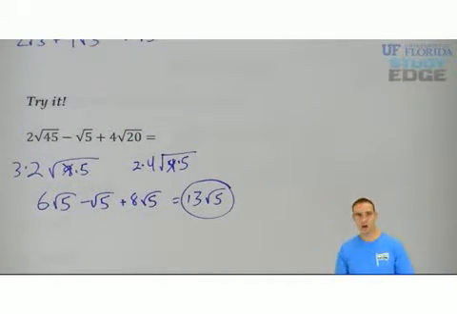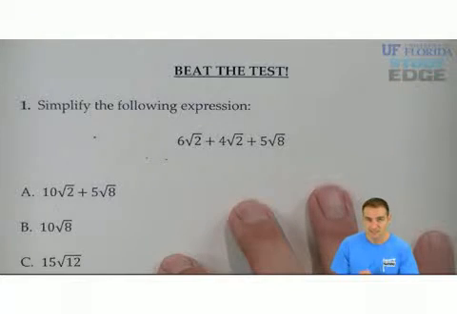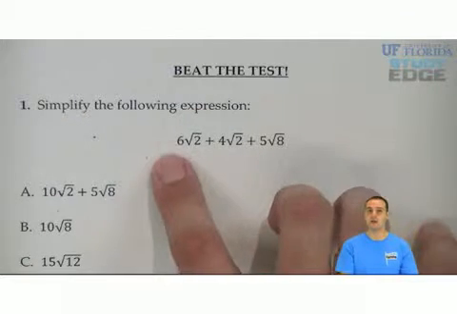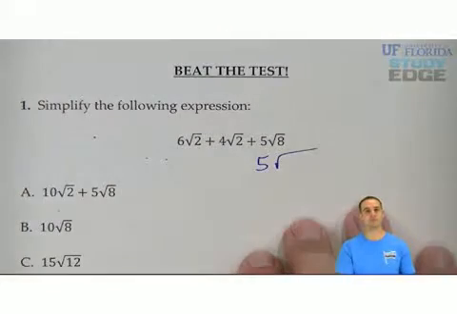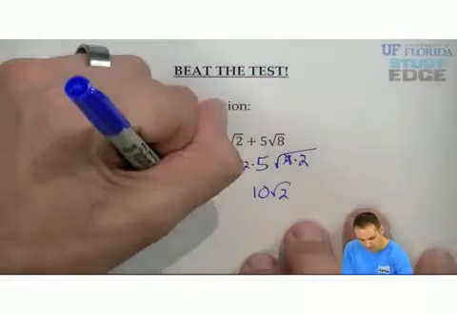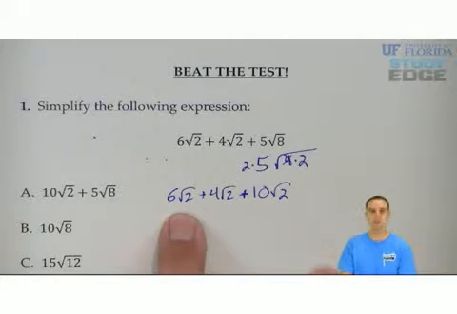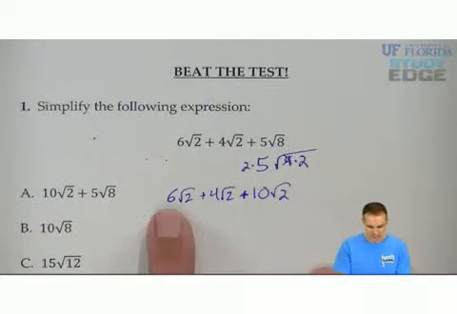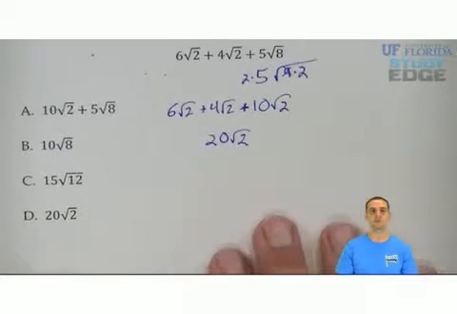So here we go. Let's beat that test. Simplify the following expression. Not all like terms, so we've got to simplify that one. 8 is what two numbers multiplied together? That would be 4 times 2. Square root of 4 is 2. And 2 times 5 is 10 radical 2. Bring everything else down. They're all like terms now, so I'm going to combine. 6 root 2 plus 4 root 2 plus 10 root 2. 6 plus 4 plus 10 will give you 20 root 2. And that's how you combine radicals when you're asked to add or subtract.